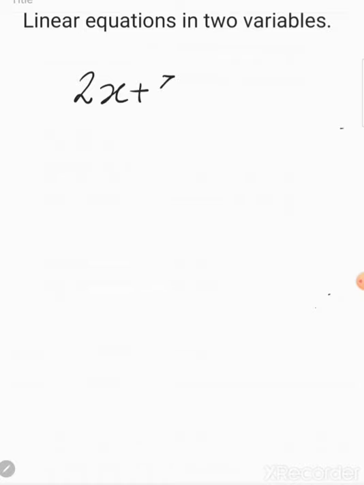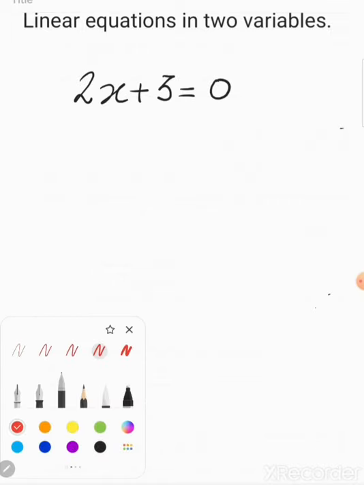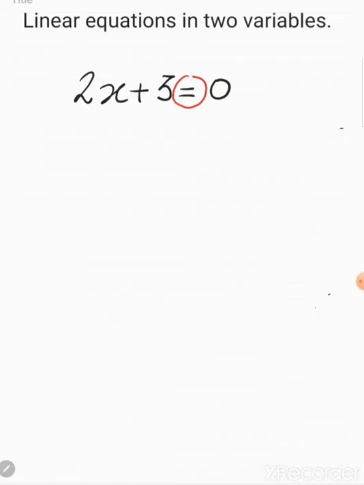2x plus 3 equal to 0. It is a linear equation in one variable. How it is a linear equation in one variable, I'll explain. It is an equation because there is an equal to sign here. It is an equation in one variable because there is only one variable here, and it is linear because the highest power of the variable is 1.